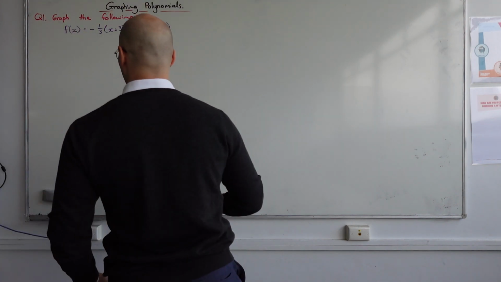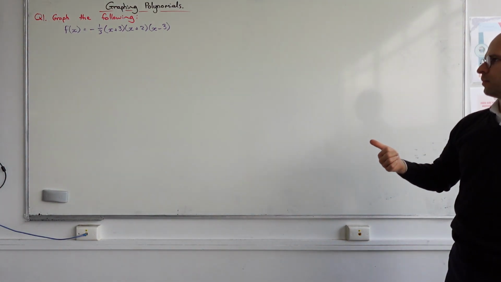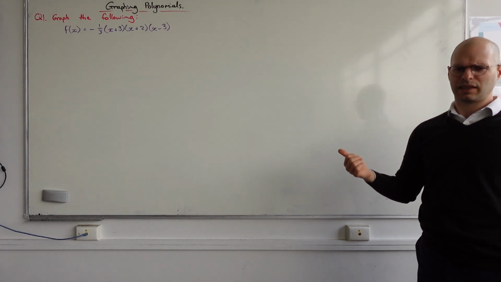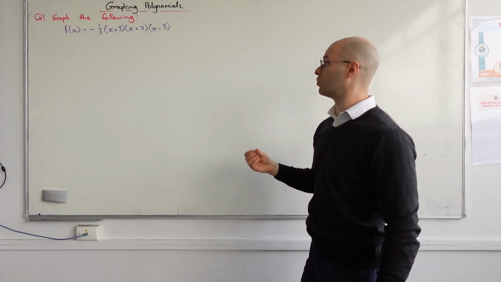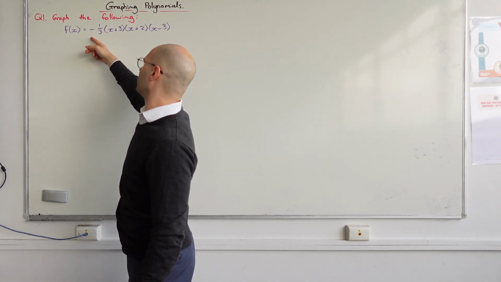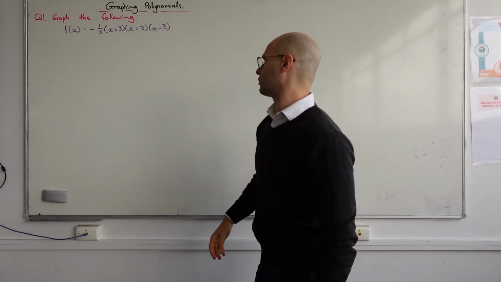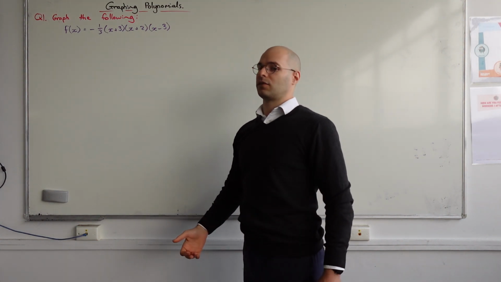So what we want to learn today is how to graph polynomials where sometimes they're going to have complex roots. So we're going to start off with this one over here, f of x equals negative one third times x plus 3 times x plus 2 times x minus 3.